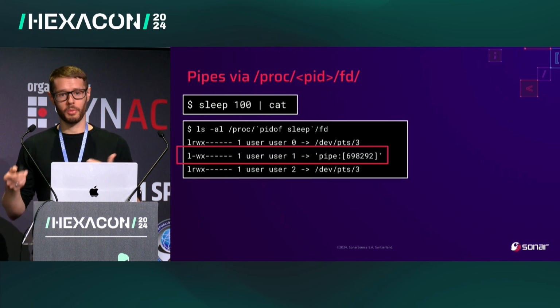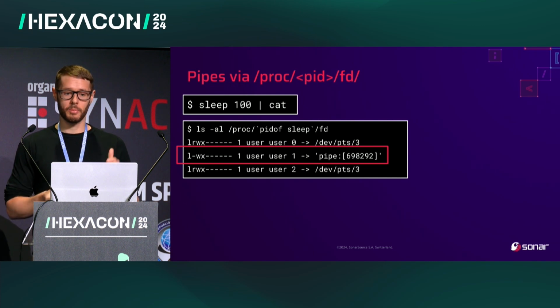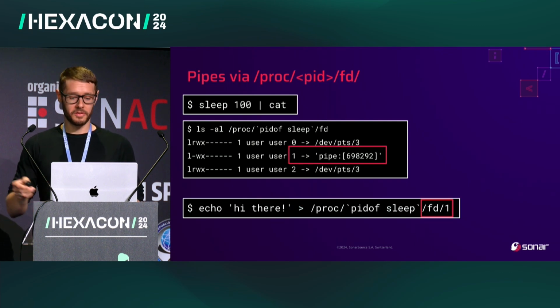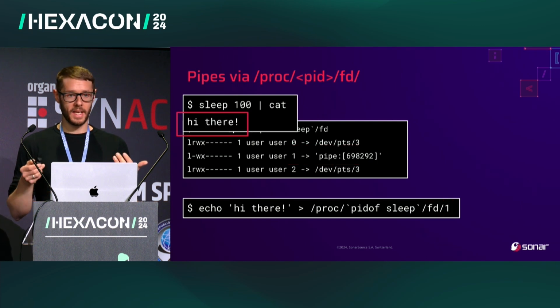If we now list the open file descriptors for the sleep process under /proc/<pid>/fd, we can see the pipe file descriptor for writing. If we check the same for the cat process, we can see the pipe file descriptor for reading. We can not only see these file descriptors here, but we can also read or write to them. So if we, for example, write to fd 1 of the sleep process here, which is a pipe file descriptor for writing, our data is read by the cat process, by the pipe, and displayed here.